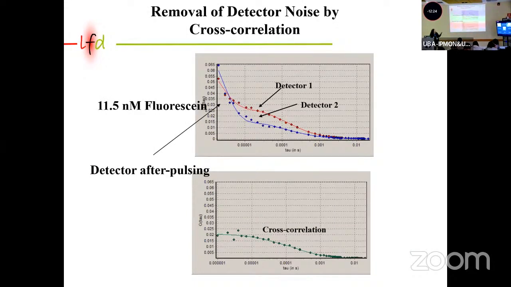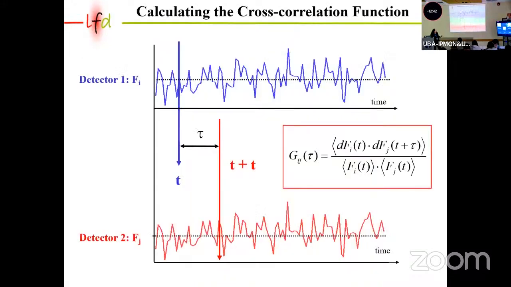This is the removal of the detector noise by cross correlation. If you have noise in your detector, the noise shows up in the individual correlation functions in channel 1 and channel 2, let's say. But when you do the cross, that is just gone. So you don't have to worry about the detector noise.